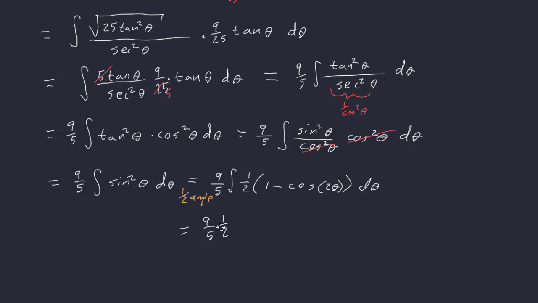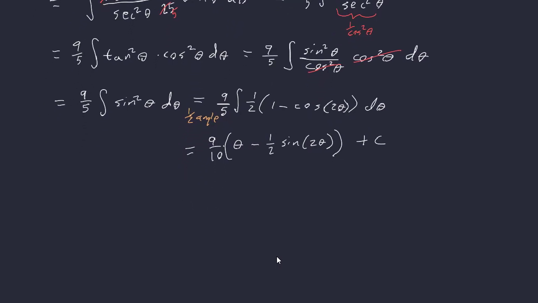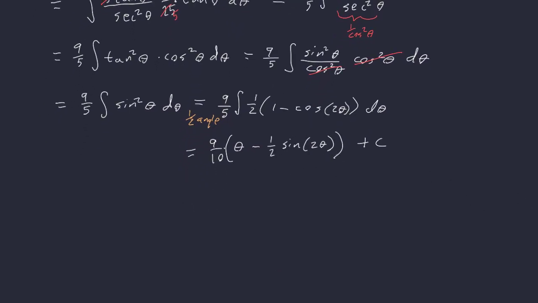So then I'll go ahead and integrate, because that 1/2 isn't going to do much. The 1/2 times the 9/5 will give us 9/10, and then the integral of this, I'm going to get theta minus 1/2 sine of 2 theta, plus c. And in that first example we used, I'm going to want to use that identity, that sine of 2 theta is 2 sine theta cosine theta.